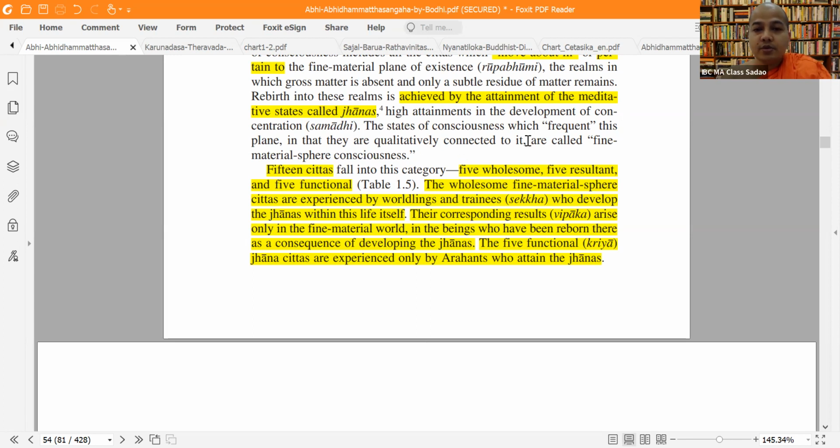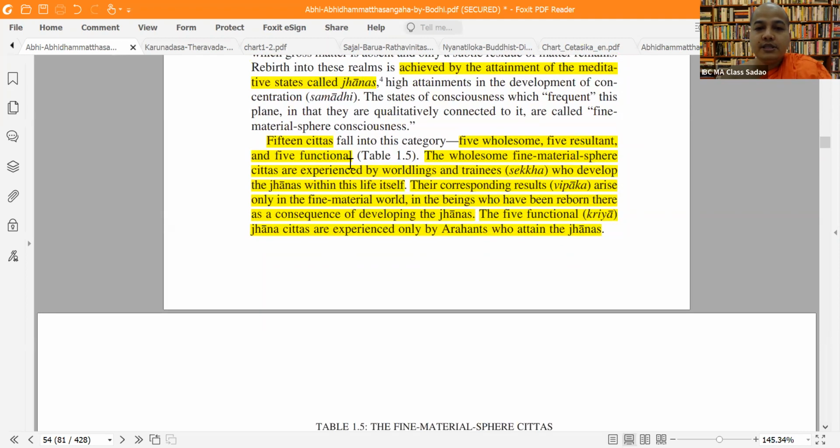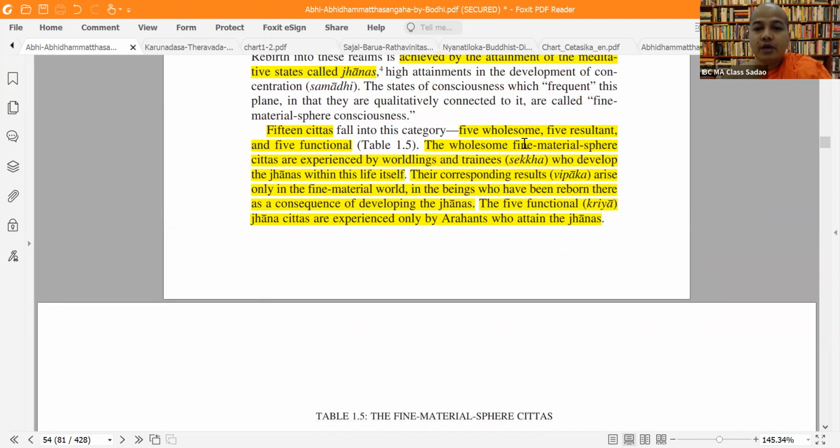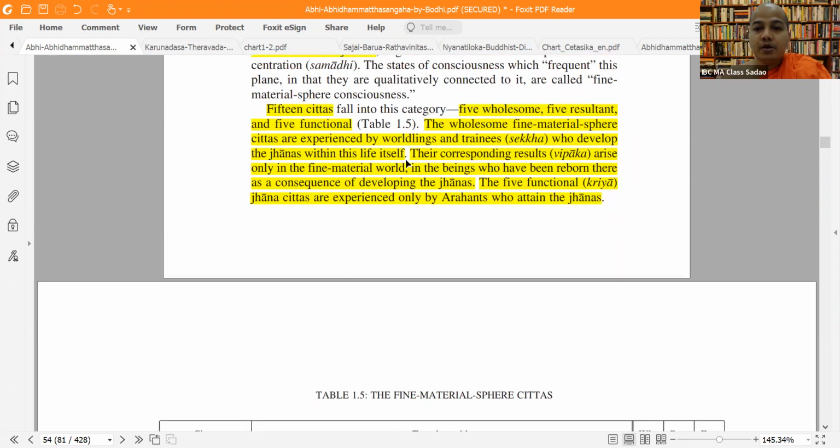The states of consciousness which frequent this plane, in that they are qualitatively connected to it, are called fine material sphere consciousness. Qualitatively connected to it. So the quality, the characteristics of Rupa Jhana Chittas and the Chittas of the Rupa Bhumi are similar. 15 Chittas fall into this category, as we have seen. 5 wholesome, 5 resultant, and 5 functional. The wholesome fine material sphere chittas are experienced by worldlings and trainees who develop the jhanas within this life itself. Okay. So this is clear.